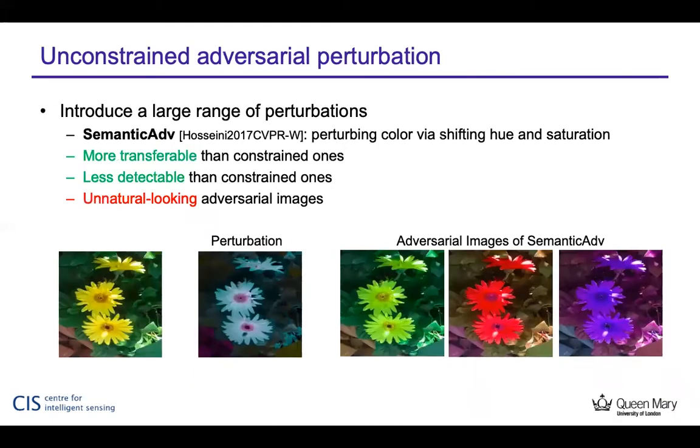Instead, unconstrained attacks arbitrarily perturb pixel values. For example, semantic adversarial arbitrarily changes the color of the image by randomly shifting the hue and saturation components in the HSV color space. This large and low frequency perturbation improves the transferability and undetectability of the unconstrained adversarial images compared to the constrained ones. However, as you can see in the three images in the bottom right, unconstrained adversarial images may be severely distorted by unnatural colors.